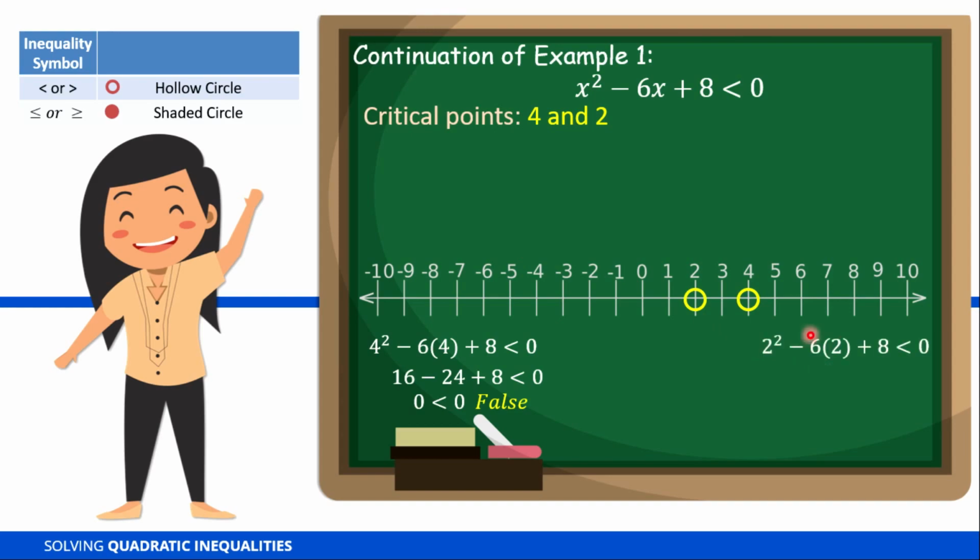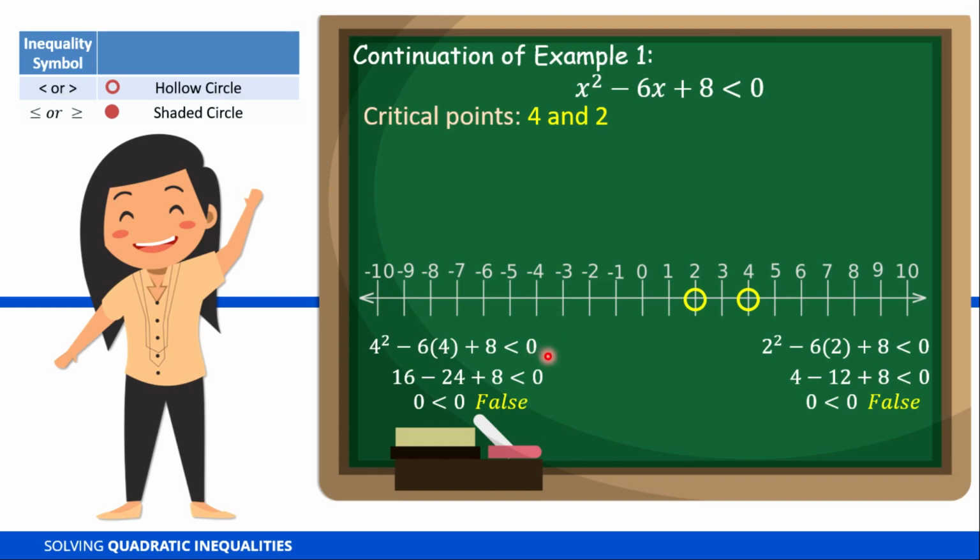Next, let's have positive 2. Ipalit natin sa ating original inequality. Yung mga variable na x, pinalitan ng 2. So, eto na. Magiging 2 squared, we have 4. And then, negative 6 times 2, we have negative 12. Plus 8 is less than 0. Simplify. 4 minus 12 plus 8, that is equal to 0 also. And 0 is not less than 0. So, this is false. And since false ang ating nakuha, yung 2 at saka yung 4, hindi nga sila solution ng ating given quadratic inequality.